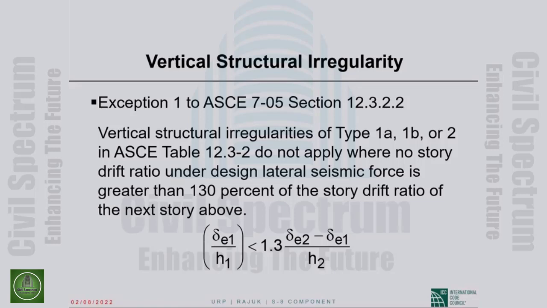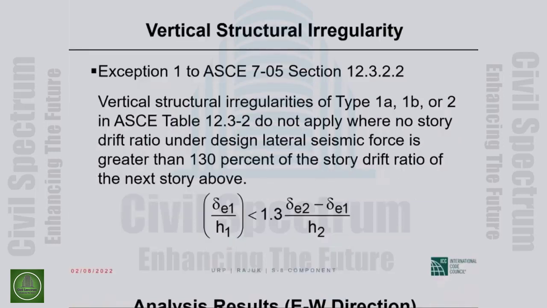Anyway, so the interstory drift in the lowest level is delta E1. That divided by the story height has to be less than 130% of the interstory drift of the next level above, which would be delta 2 minus delta 1 divided by the story height, which is H2.